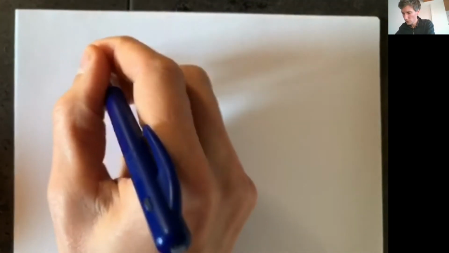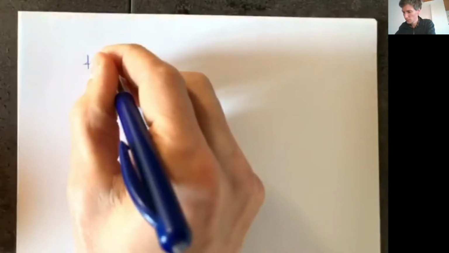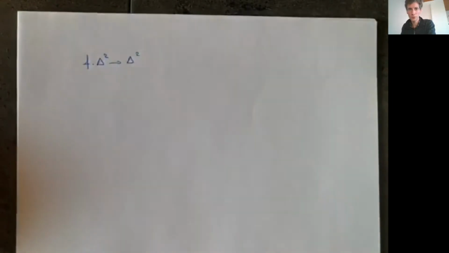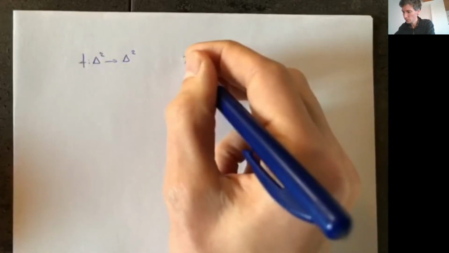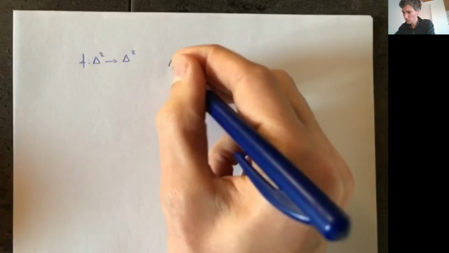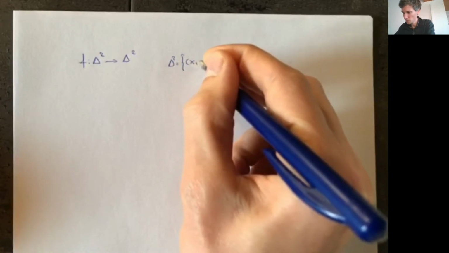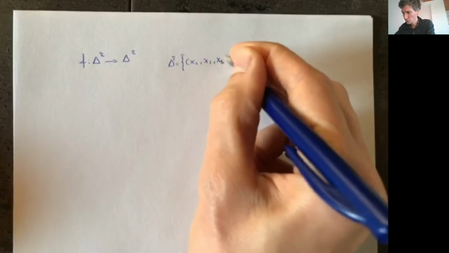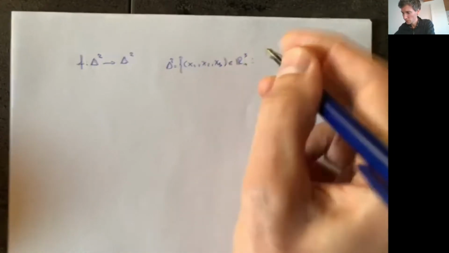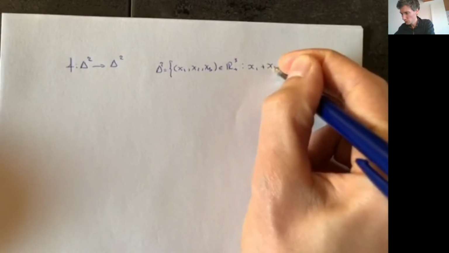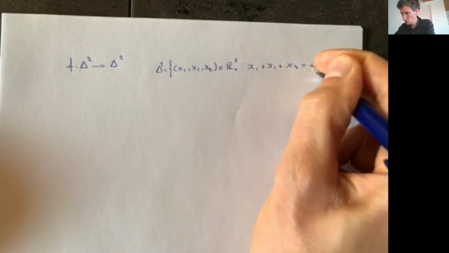Okay, so let's go to the Brouwer fixed point theorem, but now we're going to look at functions from the two-dimensional unit simplex to the two-dimensional unit simplex. Remember, the two-dimensional unit simplex was the set of vectors x1, x2, x3, now having 3 dimensions in R3+, such that x1 plus x2 plus x3 is equal to 1.